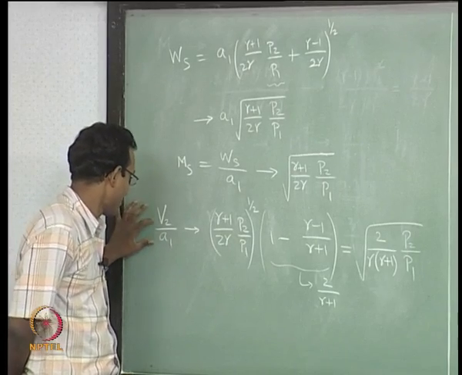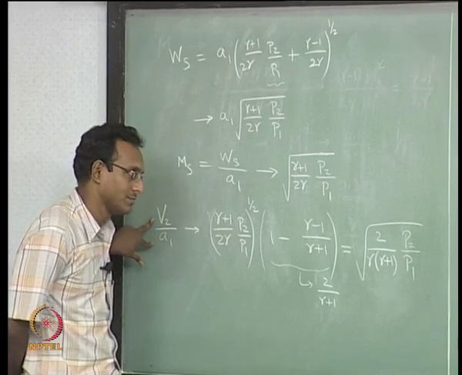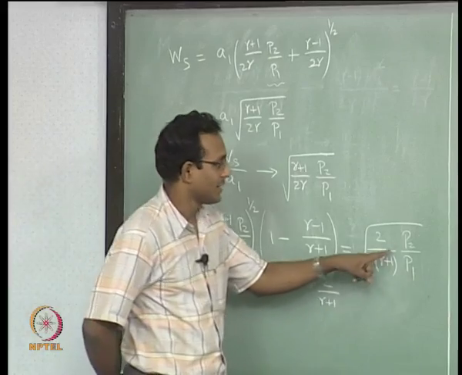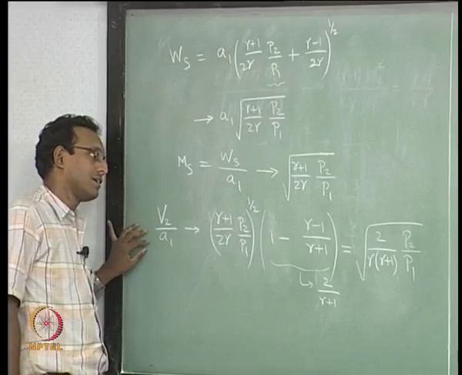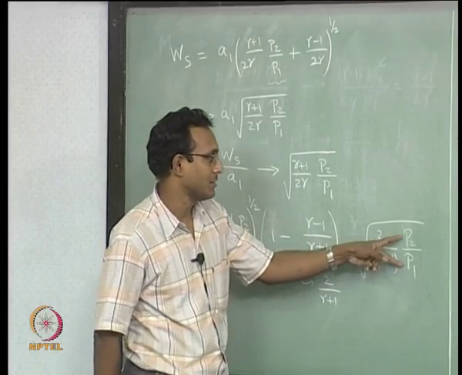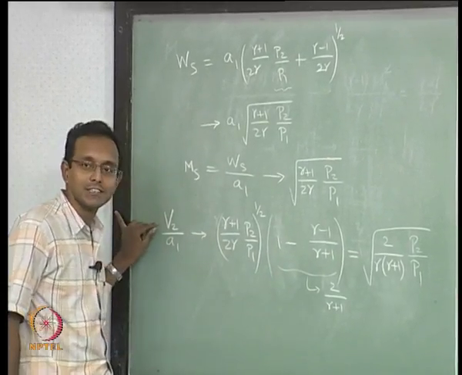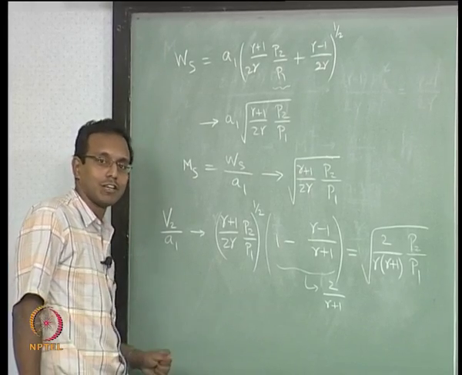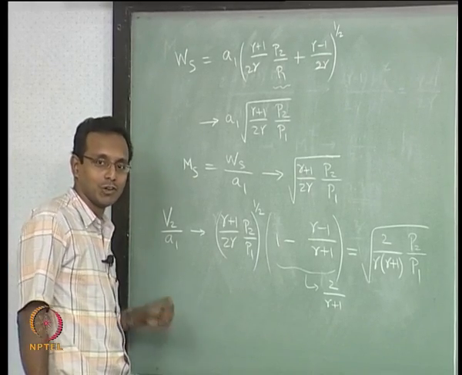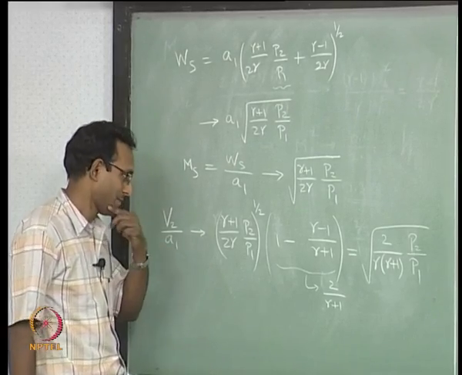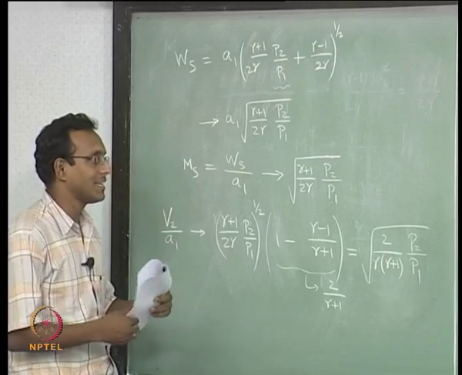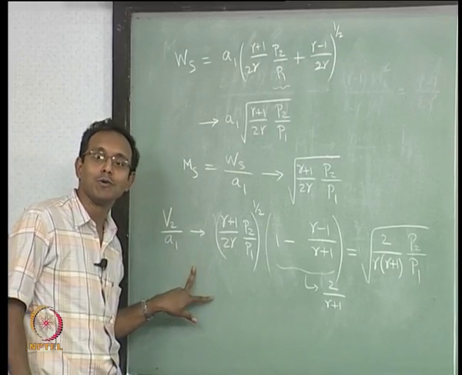If I divide by A1, V2 by A1, then that particular value will keep on increasing forever. For a given A1, if I keep on increasing my compression, my V2 keeps on increasing. If I have a stronger shock, the flow induced by the stronger shock will be higher, that is what we are having. In all this analysis, we have assumed V1 equal to 0.